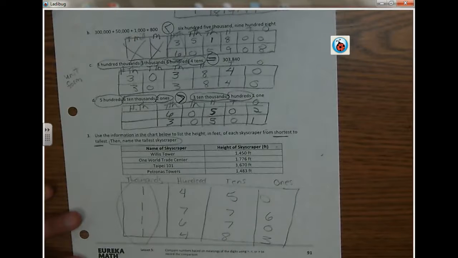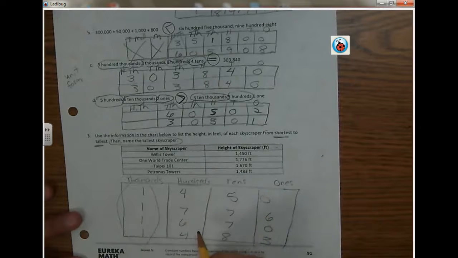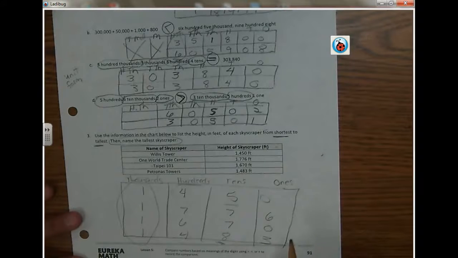So what column do I need to go to find out which is the shortest one? Which would be the least amount? Right, it would be the hundreds column. So, well, I have 2 that are 4s. Those would be my shortest ones. Those are my shortest towers. So I need to go over to my tens column still. Well, my shortest one is going to be 5. 5 is less than 8.